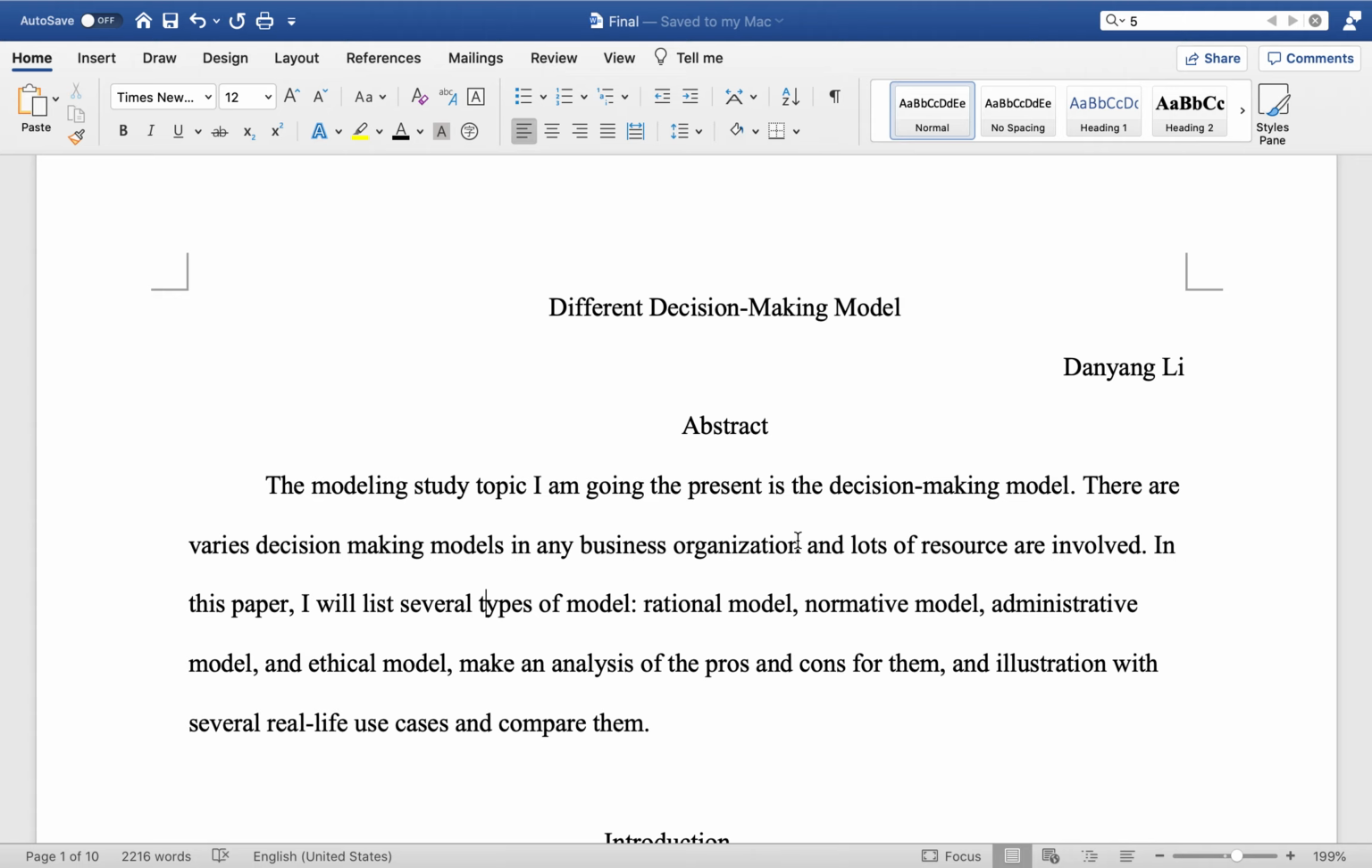Is Danyang Li. So my final project topic is different decision-making models. So the modeling study topic I'm going to present is the decision-making models. There are various decision-making models in any business organizations, and lots of resources are involved. In this paper, I will list several types of model.